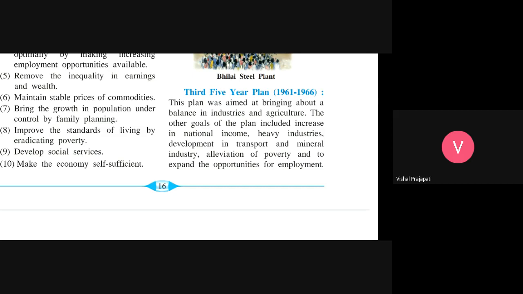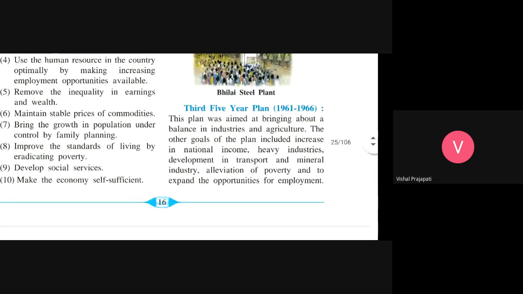So now see, in this 5 year plan, or in these 5 years from 1961 to 1966, India fought two wars. And you know, to fight a war is very, very costly for any country. It costs a lot to a country. Whatever the basic savings of the country, whatever the income of our country, everything goes into the war to fight against the enemy. All right. So now see what was the goal of this plan. This plan was aimed at bringing about a balance in industries and agriculture.